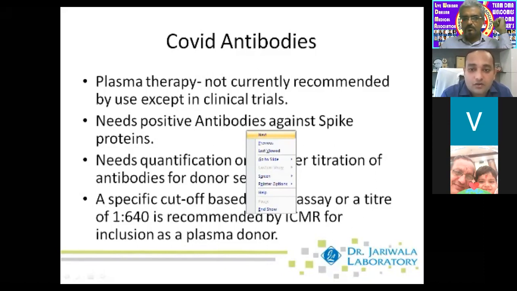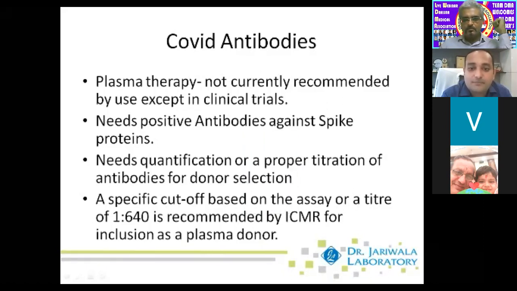Now, in order to be eligible as a plasma donor, there needs to be a specific quantification or titration of the spike antibodies, which is not currently easily available. At the same time, there are no specific guidelines which state that a particular level of antibody against spike protein should be applied to that sample or test result.